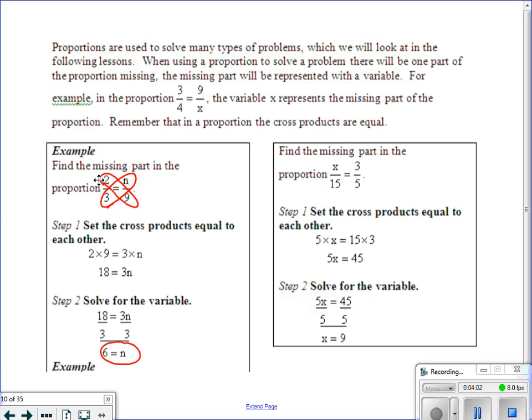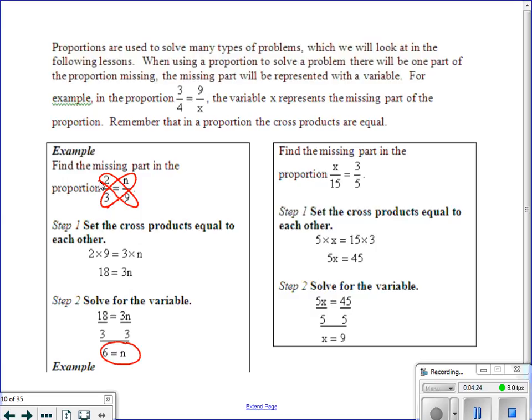So the missing part there is 6. Okay, and it should make sense because if you put 6 in there, your cross product would be 6 times 3, which would equal 18, and then the other cross product would be 2 times 9, which also equals 18. So it makes sense.